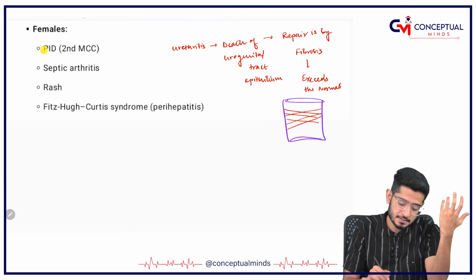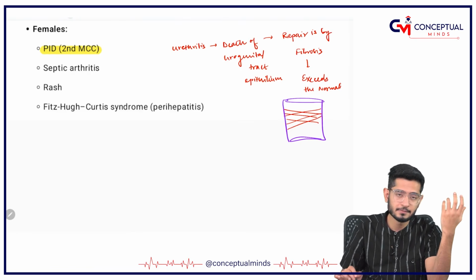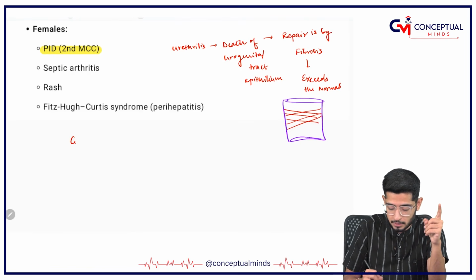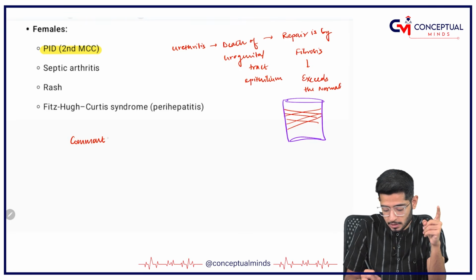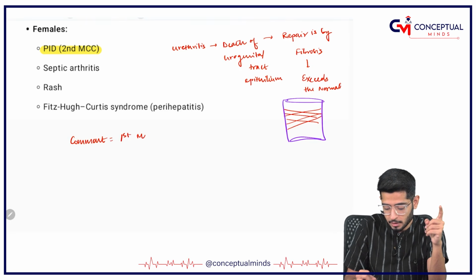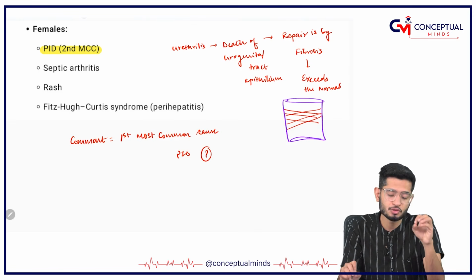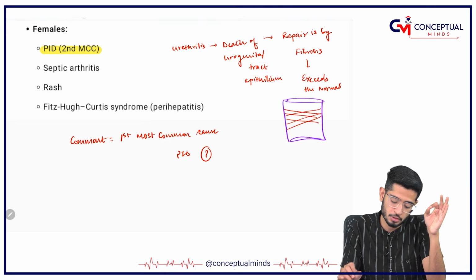Then in females, it is the second most common cause of pelvic inflammatory disease. Comment down in the comment section which is the first most common cause of pelvic inflammatory disease. You have to tell. The second most common cause is definitely gonococcus.